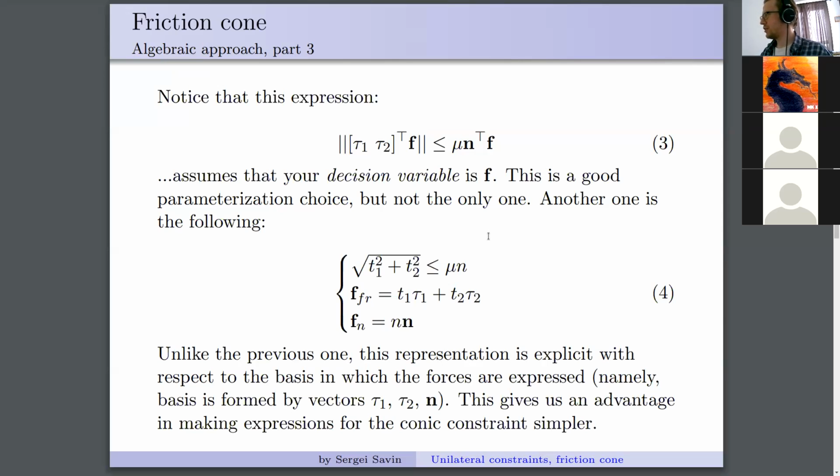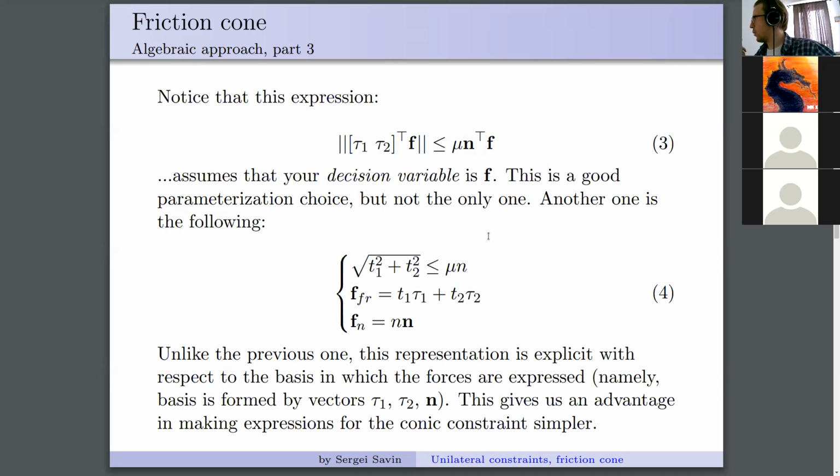A different choice is expression number 4. Notice it has 3 lines. And in those 3 lines, it describes exactly the same thing as expression number 3. So the first line is a scalar representation of expression number 3.